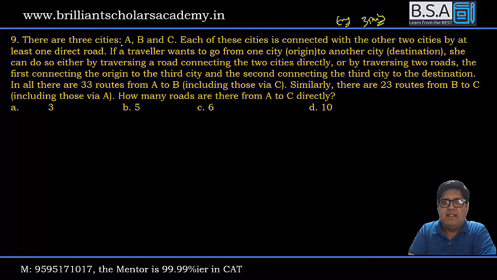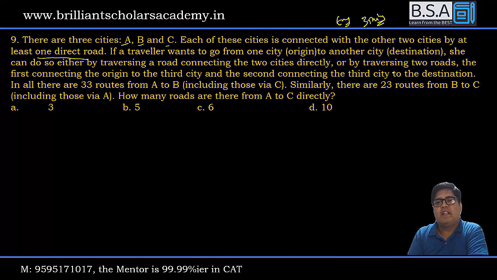There are 3 cities, A, B, and C. Each of these cities is connected with the other 2 cities by at least one direct road. If a traveler wants to go from one city, origin, to another city, destination, she can do so either by traversing a road connecting the 2 cities directly, or by traversing 2 roads, the first connecting the origin city to the third and the second connecting the third to the destination. Some language has been used. We will break this down.